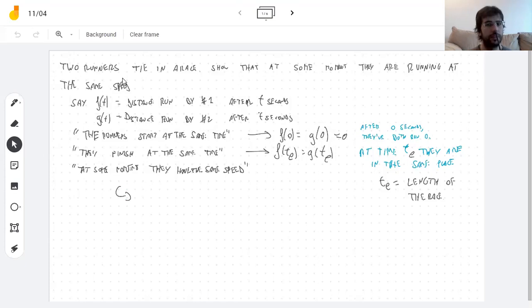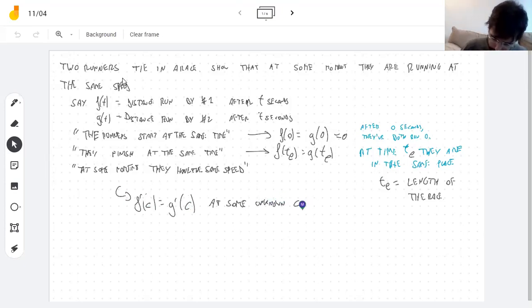Would it be f prime of t equals g prime of t? Yes, it would. Thank you again, Shelby. So what's t? So before you make me stare at the screen for a minute in silence, t is some moment that I don't know. So maybe I'm going to call it c so that it doesn't look like the variable. Probably between the beginning of the race and the end of the race.